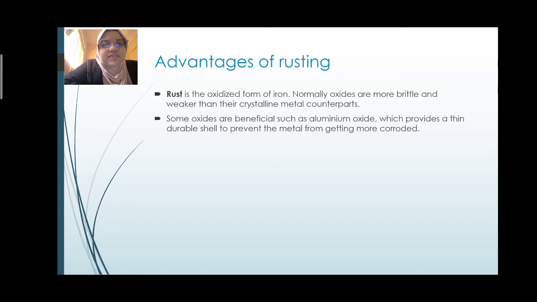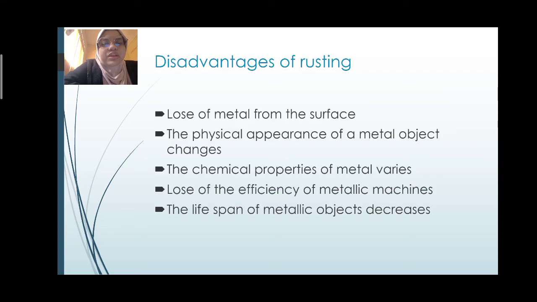So what are the advantages of rusting? Rust is the oxidized form of iron. Normally oxides are more brittle and weaker than their crystalline metal counterparts. Some oxides are beneficial, such as aluminum oxide, which provides a thin durable shell to prevent that metal from getting more corroded. So actually rust has more disadvantages than advantages.